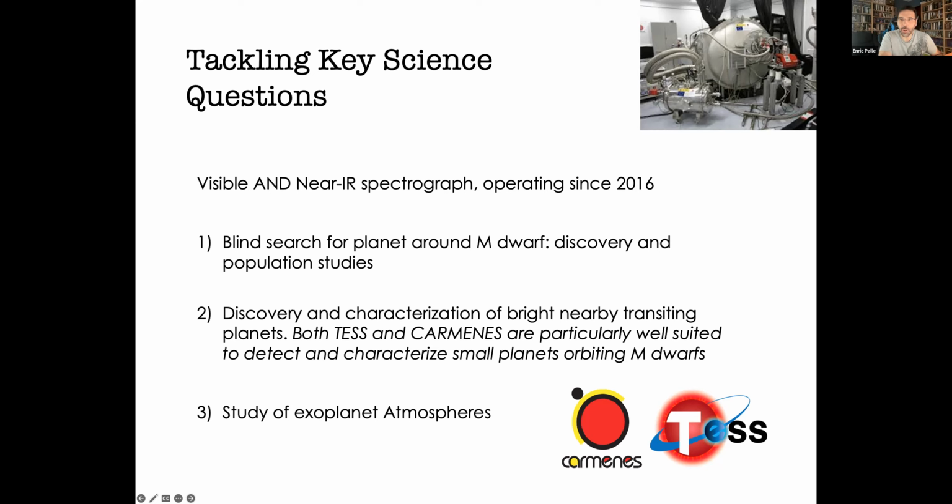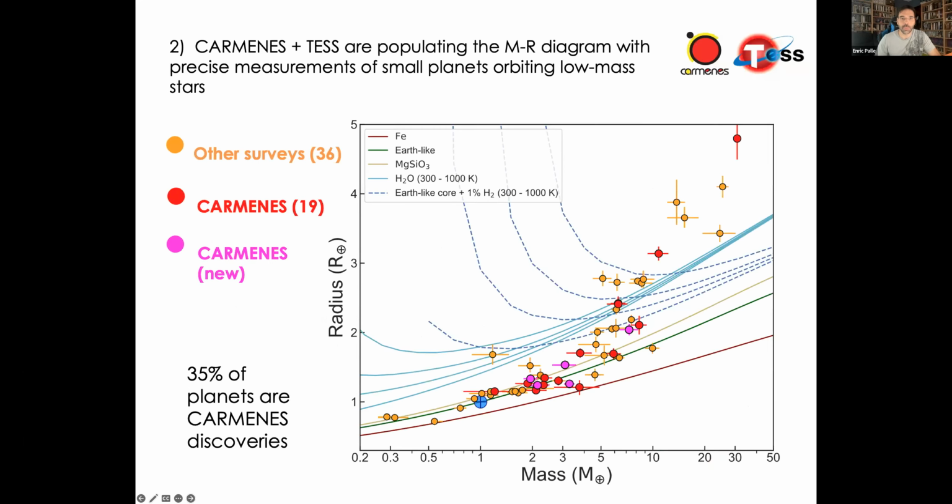So it has three main programs within the GTO. One of them is the blind search for planets around M dwarfs, of which I will not talk about, but it is the main goal of the GTO. The other one is to exploit this really nice synergy between TESS and CARMENES, because both instruments are really well suited to find transiting planets around M dwarfs. And it's obviously not only CARMENES, there are other spectrographs that do that, but we have really exploited this synergy. And then we have also used the near-infrared arm to look for signatures of atmospheres in some exoplanets.